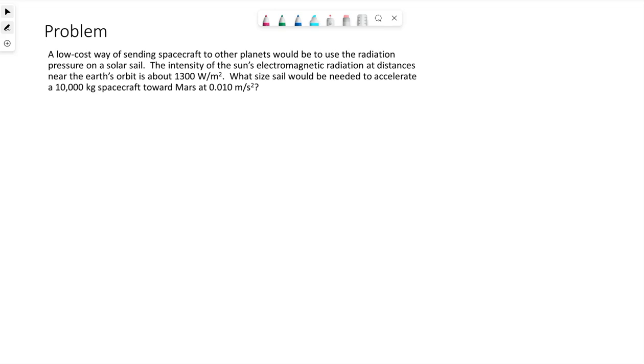What size sail would be needed to accelerate a 10,000 kilogram spacecraft towards Mars at 0.01 meters per second squared, which is an incredibly small acceleration, of course. So it would take a very long time for this to be the only power source to move this sail.